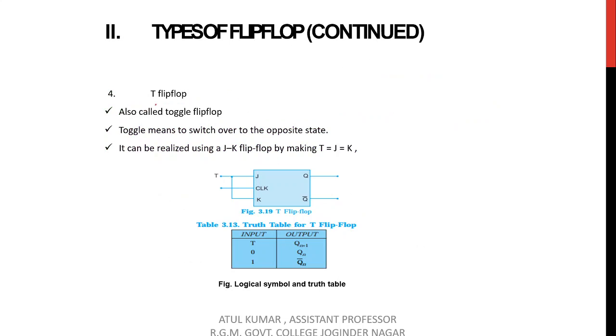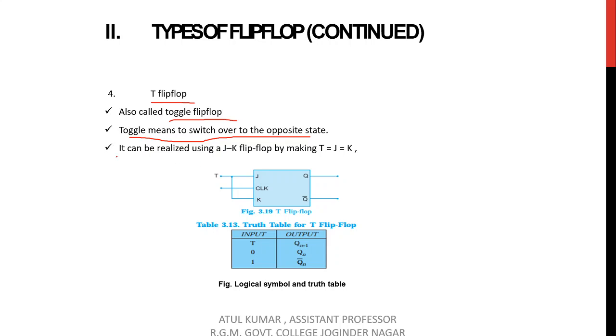The next flip flop we have is the T flip flop, and T means it is called the toggle flip flop. Toggle means to switch over to the opposite state. Toggle means if the input is 1, then it is changed to 0. If the input is 0, then it is changed to 1.